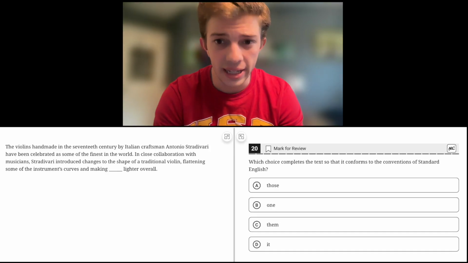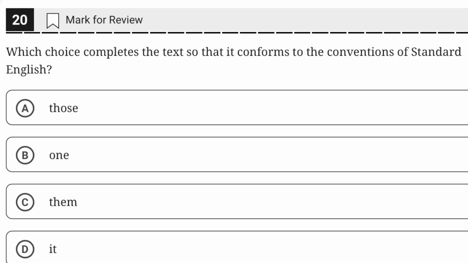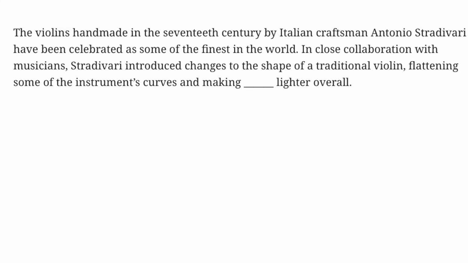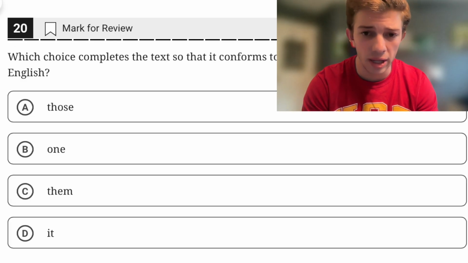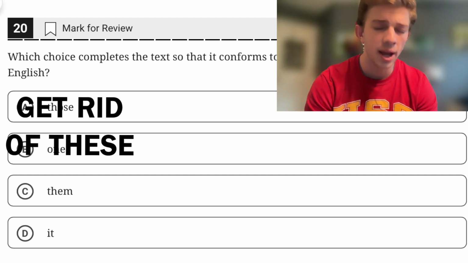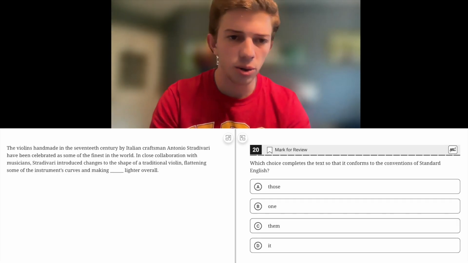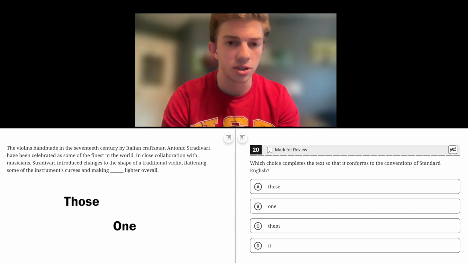This question is in the English section, and it's asking which of the following words completes the blank according to the conventions of standard English. In particular, it's talking about the shape of a traditional violin, flattening some of the instrument's curves, and making blank lighter overall. Now, pretty quickly, we can tell that A and B are not the right answer here, as you can pretty much just say these out loud, inserting those and one into the sentence, and recognizing that it doesn't sound right, it doesn't make any sense, and it's definitely not correct.